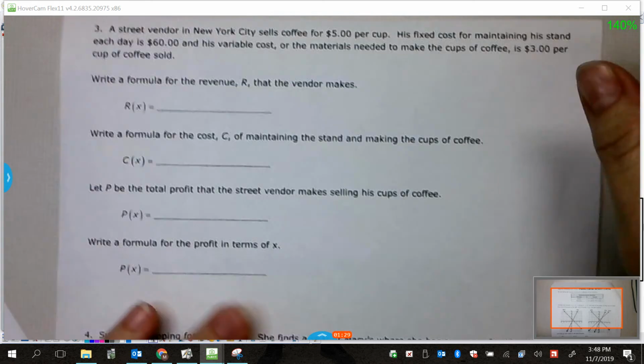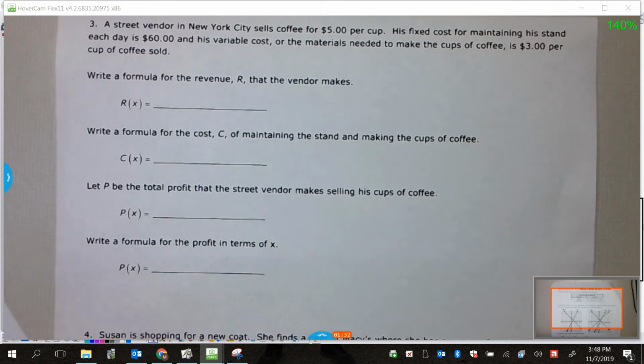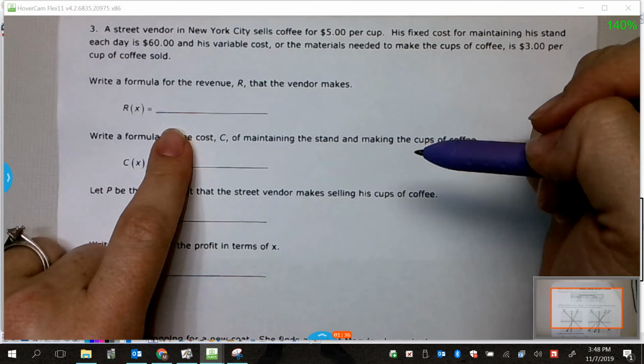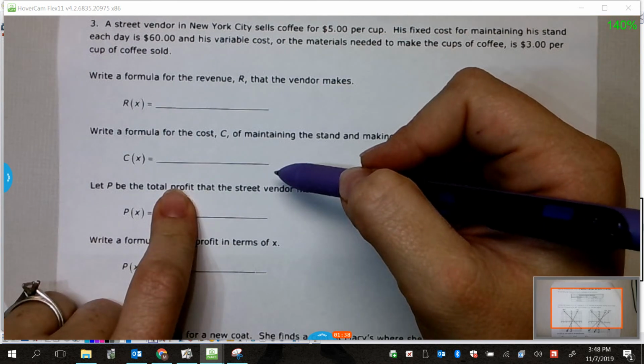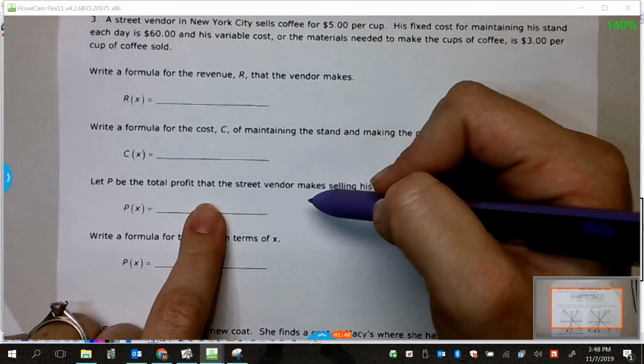Okay, now lastly, a street vendor, okay, talks about selling coffee, and then it talks about how much it costs him to maintain his stand. So again, you have to come up with the two equations. They're pretty simple. Okay, and then let the total profit that the street vendor makes.